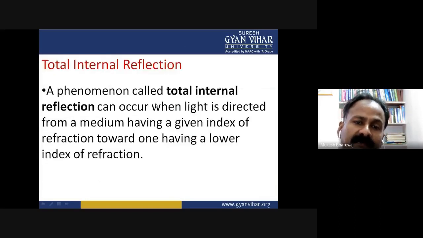Total internal reflection. A phenomenon called total internal reflection can occur when light is directed from a medium having a given index of refraction toward one having a lower index of refraction.